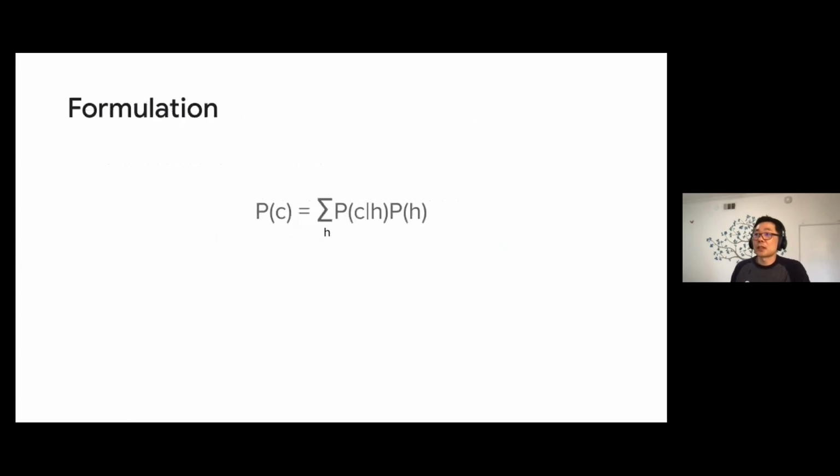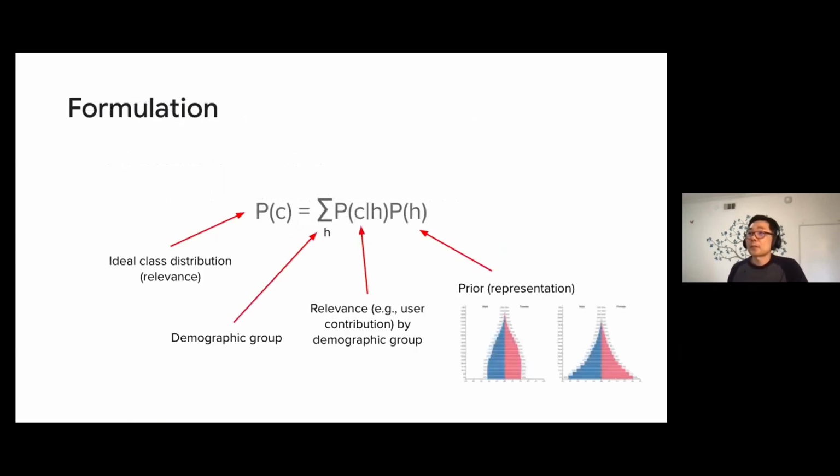So this is a formula we used. To get the ideal class relevance, PC, we use marginal probability for each demographic group. We get the relevance per demographic group, PC given age, from the Google Maps contribution statistics, and multiply that with the prior PH, which was obtained from the publicly available population statistics.